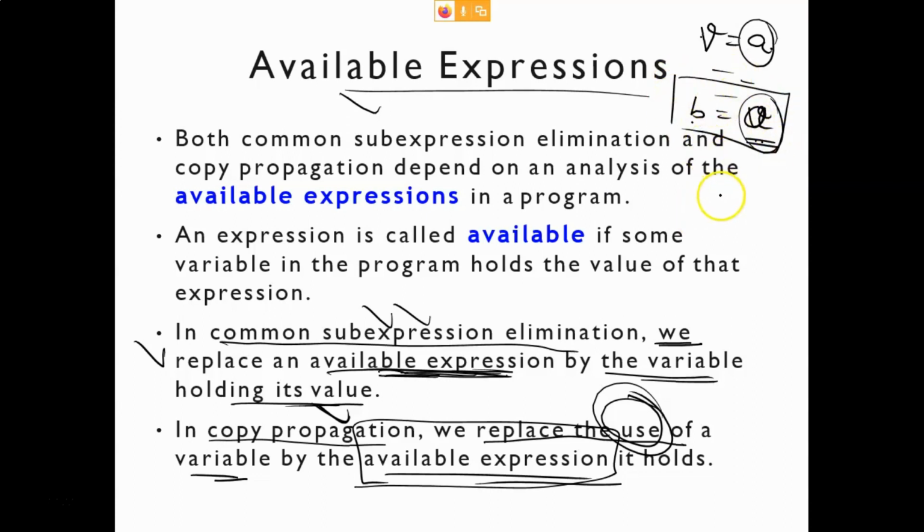As I told you, this copy propagation looks like transitive. For example, you are assigning this here and you are using this here, then you can use this here. So like this. Anyway, this is the definition of copy propagation. We replace the use of a variable by the available expression it holds. So this is the point.